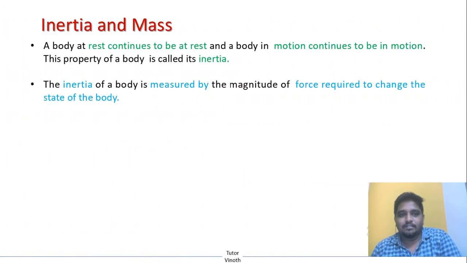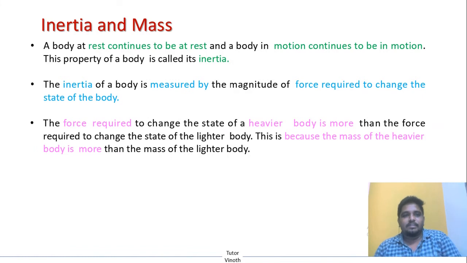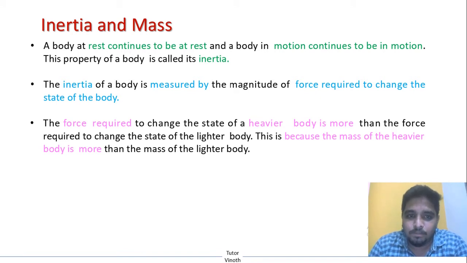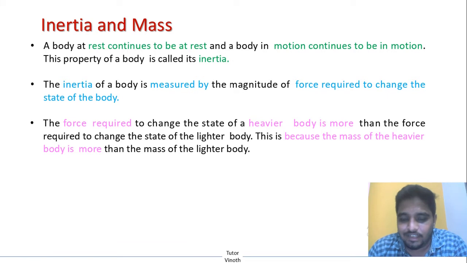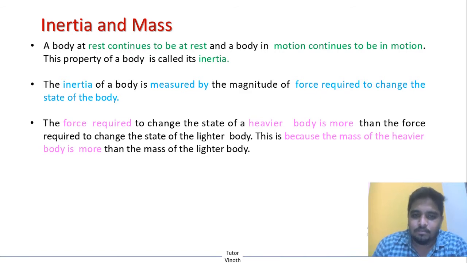Next, we will see inertia and mass. A body at rest continues to be at rest and a body in motion continues to be in motion. This property of a body is called inertia, as we already know. Inertia of a body is measured by the magnitude of force required to change the state of the body. The force required to change the state of the heavier body is more than the force required to change the state of the lighter body. This is the real scenario we know. This is because the mass of the heavier body is more than the mass of the lighter body.